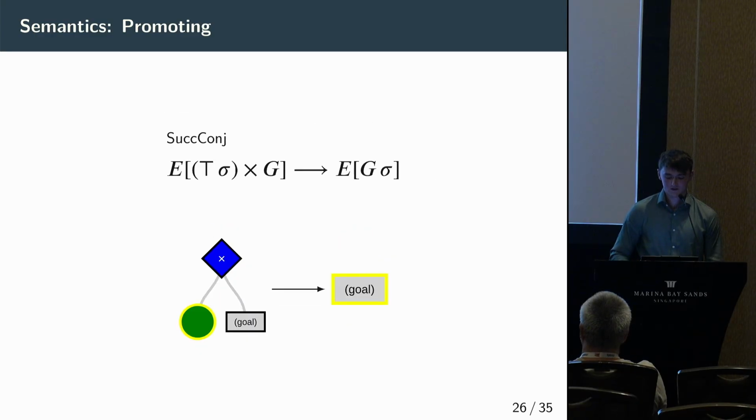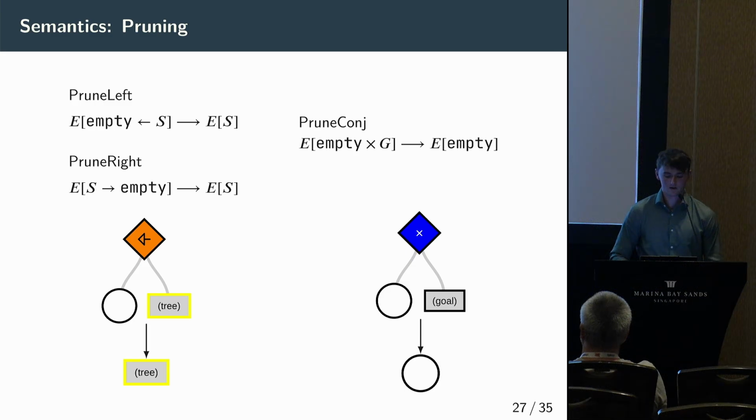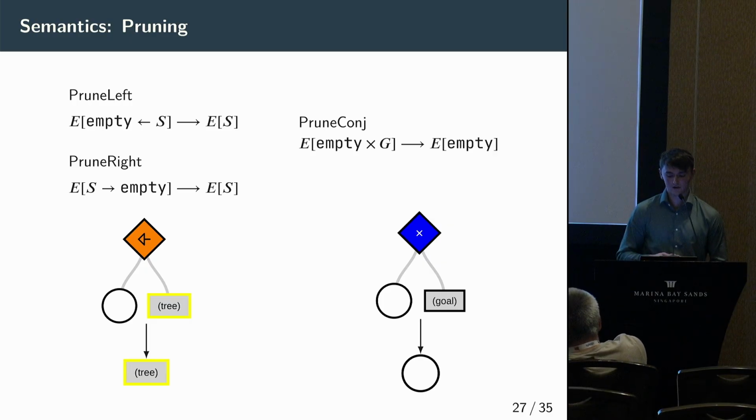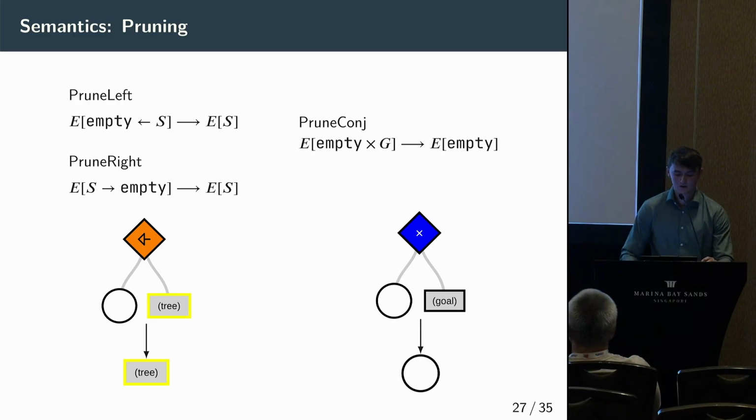And for conjunctions, if we have a success node, we need to take the state out of that success and evaluate the goal that was waiting in that state. And lastly, pruning, so we don't model failure within our trees. So as soon as we fail, we want to prune that subtree. So if we're pointing at a failure node in a disjunction, then we'll just get rid of it and evaluate the other tree. In a conjunction, we would say the whole conjunction fails. So that's the semantics part.